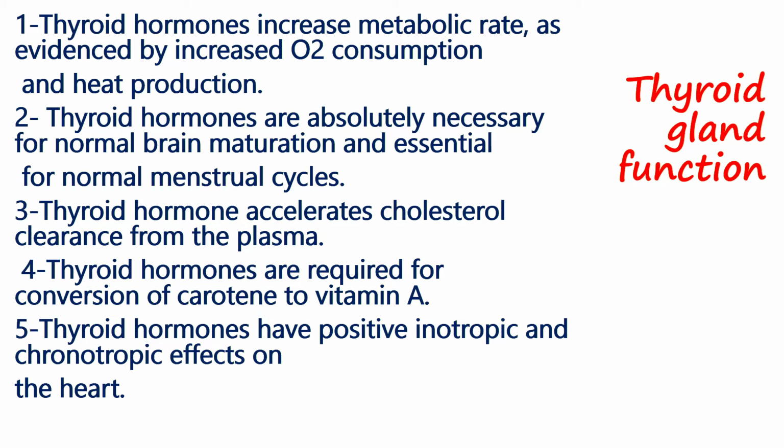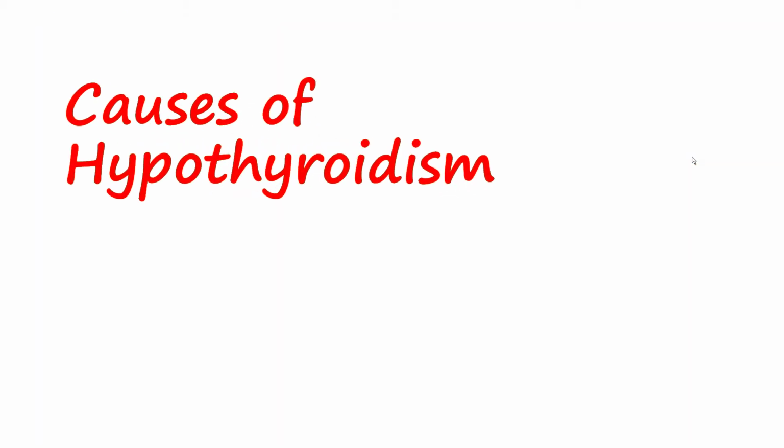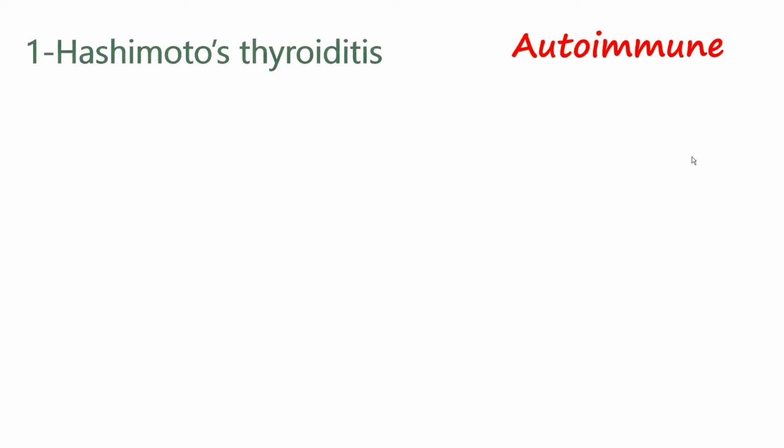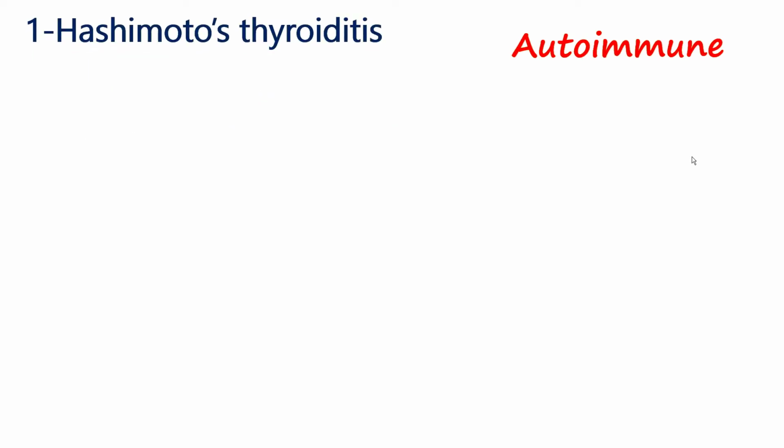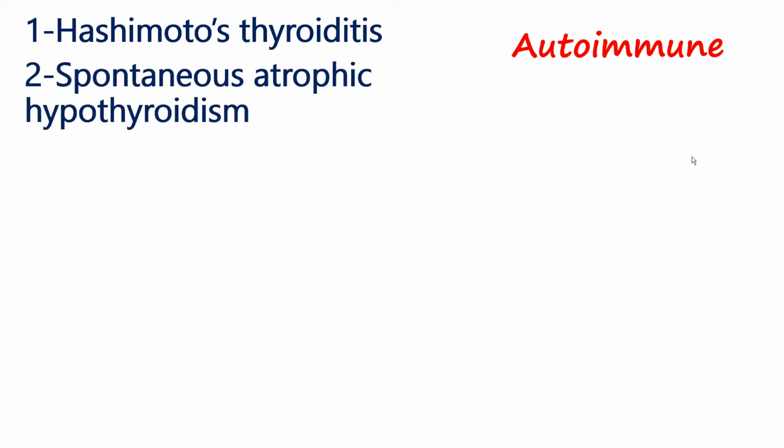Now, as regards the causes of hypothyroidism, we have broad categories. The first is the autoimmune etiology. The most common cause here is Hashimoto's thyroiditis, in which there are antibodies formed against the thyroid gland, destroying it, resulting in hypothyroidism. The second is spontaneous atrophic hypothyroidism, resulting also in damage to the thyroid gland. Then we have Graves' disease with TSH receptor blocking antibodies.